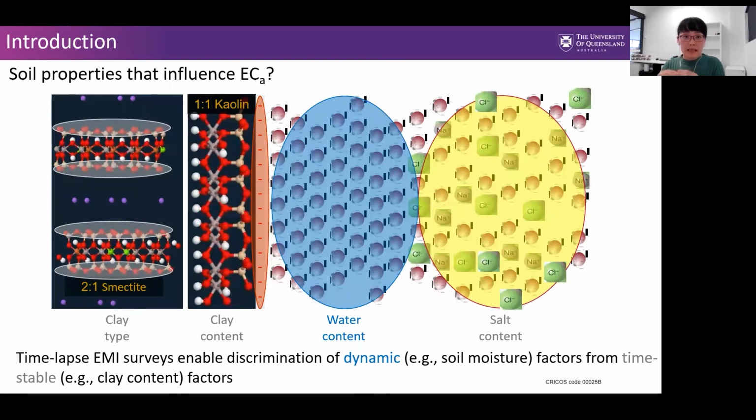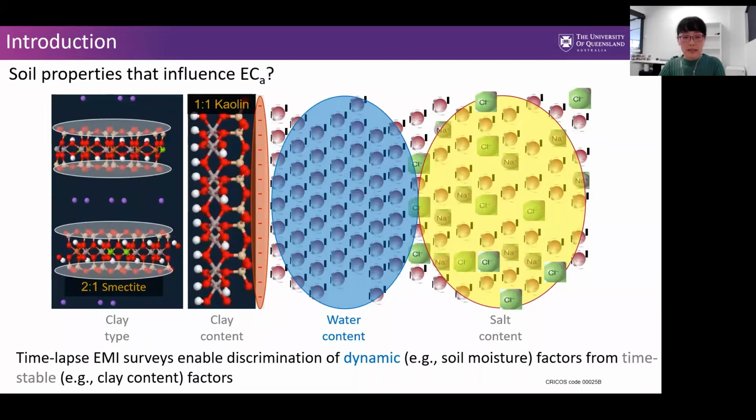The EM-sensed ECa is influenced by the surface charge on the clay minerals and clay particles, and also influenced by the concentrations of ions in the soil solutions. So the ECa is determined by a combination of soil properties, including the clay type, clay content, soil moisture, and the soil salinity.